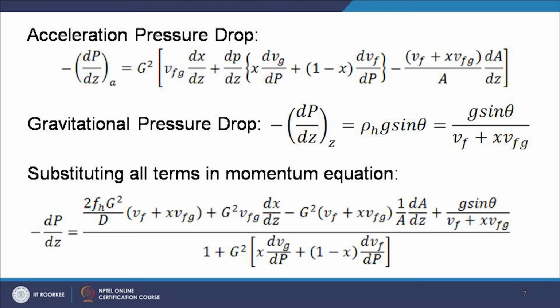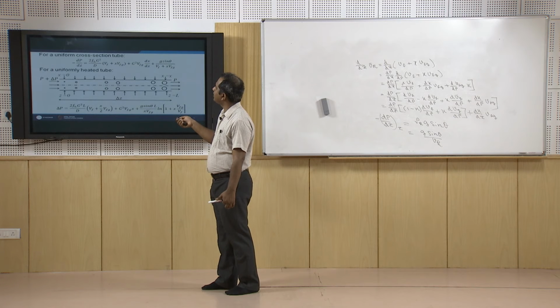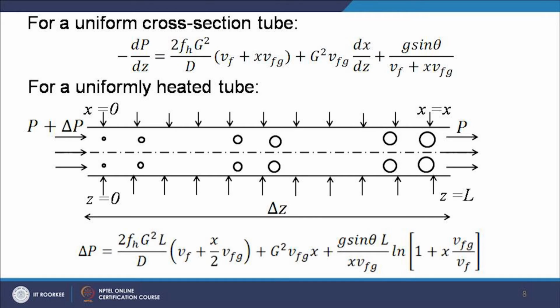Okay. So, this is the equation we can find for a uniform cross section tube: minus dP/dz equals 2 f_h G squared by d into vf plus x into vfg, plus G squared into vfg into dx/dz, plus g sin theta divided by vf plus x into vfg. This is basically your vH, whatever I have shown in the calculations over here.